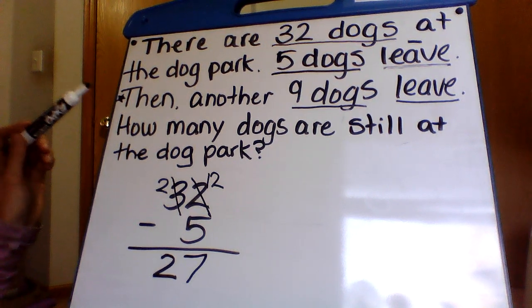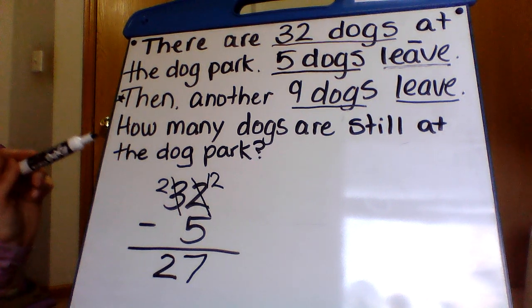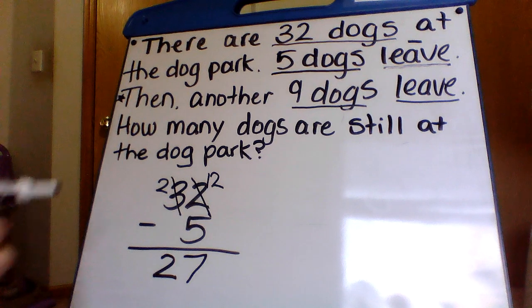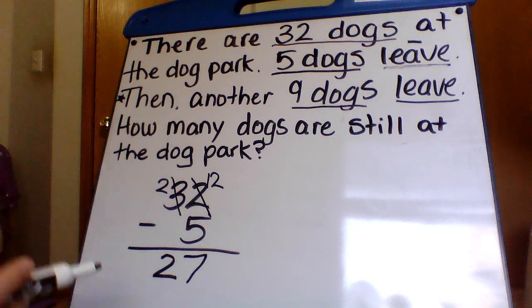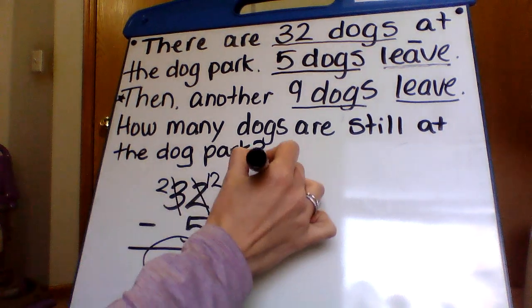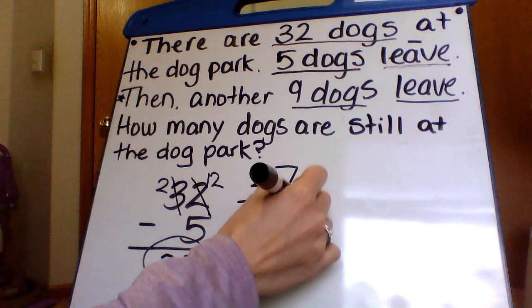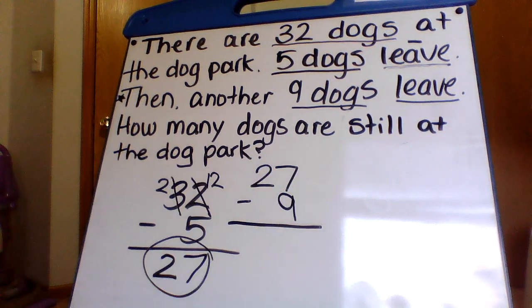Then another 9 dogs leave. How many dogs are still at the dog park? This part that I just started is very important. Another 9 dogs are going to leave. So you have to take your new number that you got, this 27, and you have to subtract the 9 dogs that left from that 27.